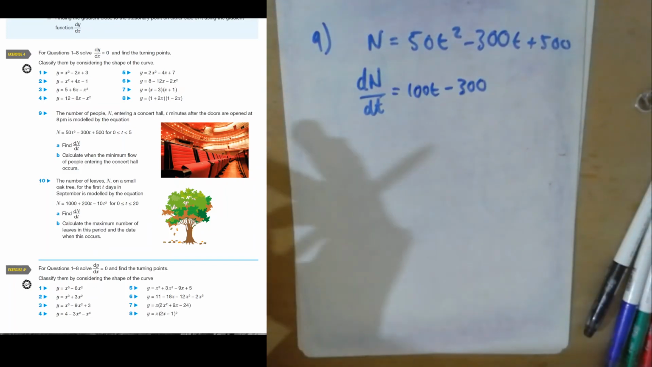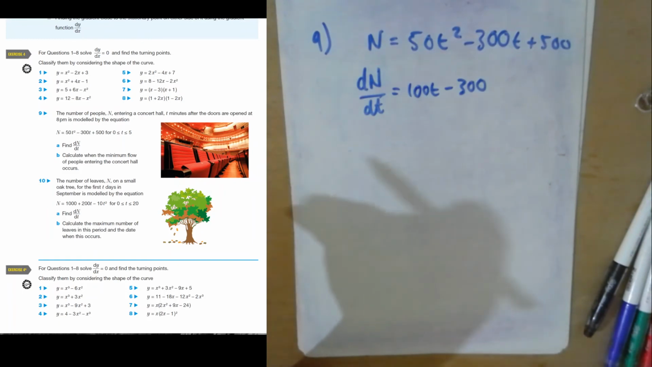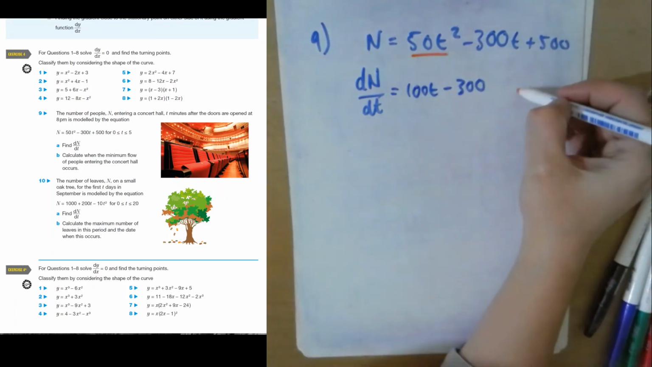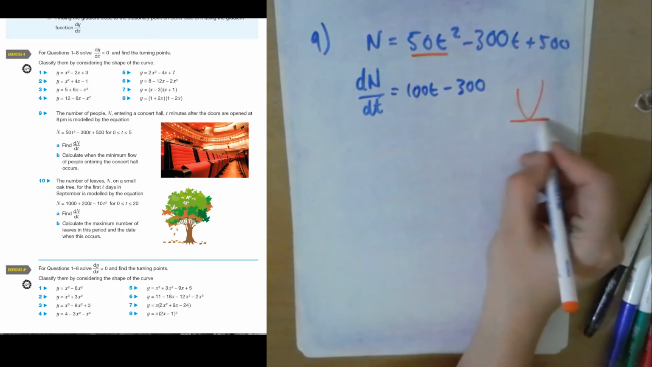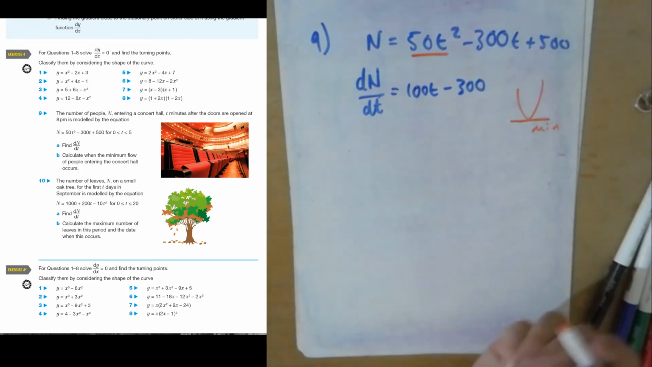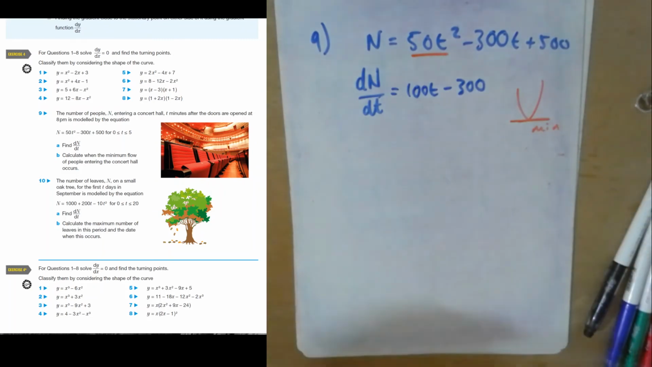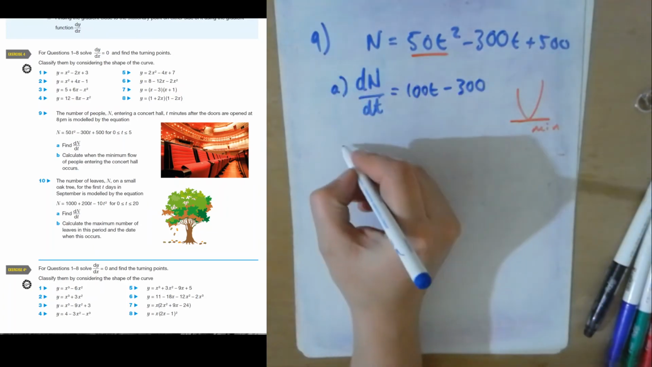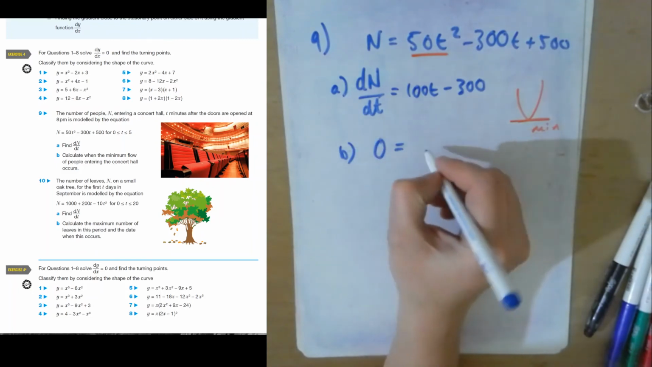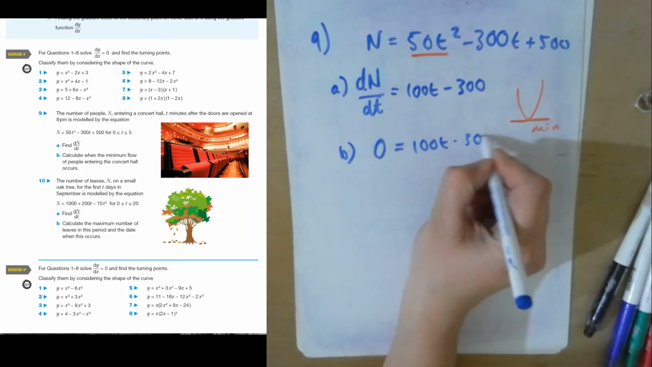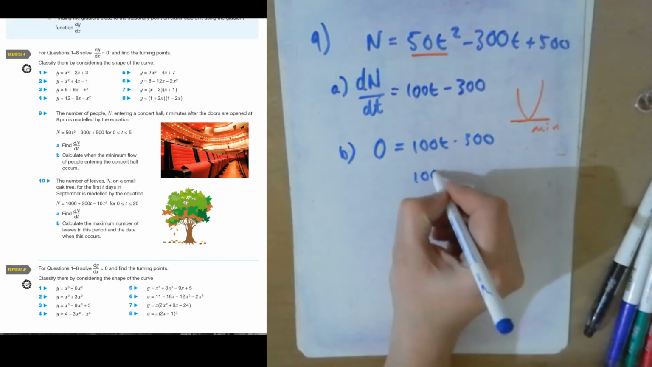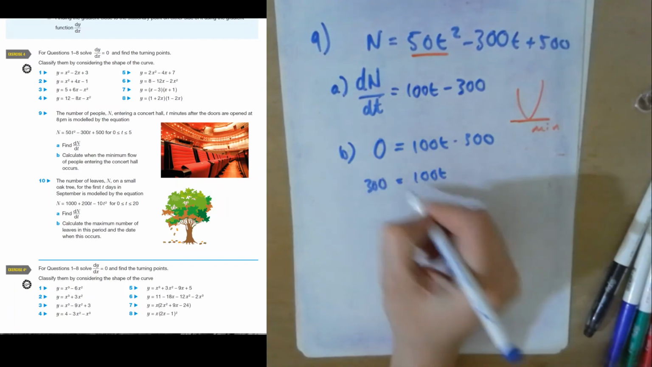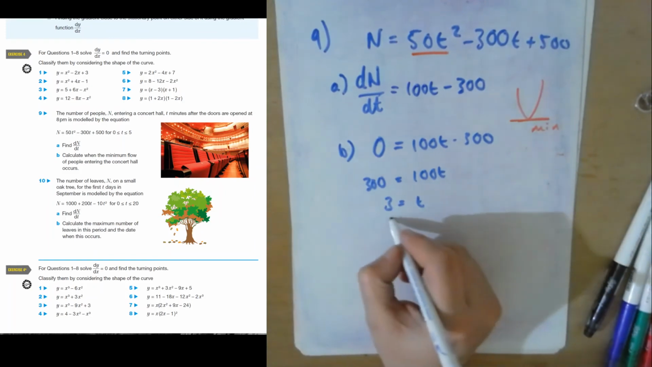And then it says calculate when the minimum flow of people is. So when they're saying minimum, they're actually cluing you in on what type of graph it is. So this is a positive power, so I know that's going to be the parabola. So what would I expect here? This would be my minimum. So when they're saying the minimum, all I need to do is find out when the gradient is 0. So this is part A. So part B would be 0 equals 100t take away 300. So 100t equals 300. So t must equal 3.